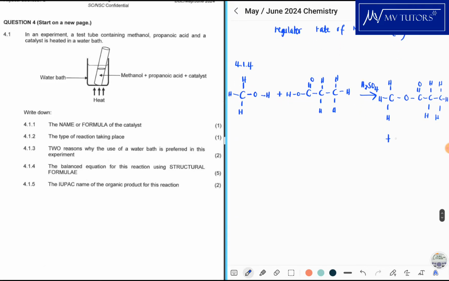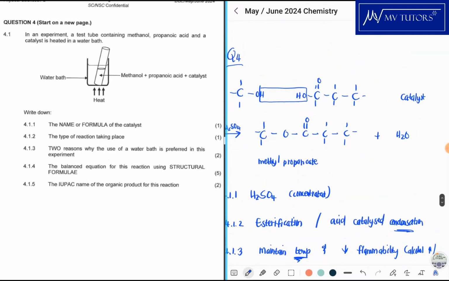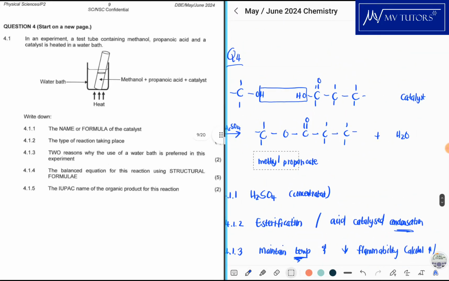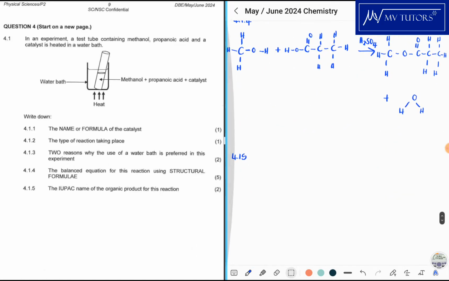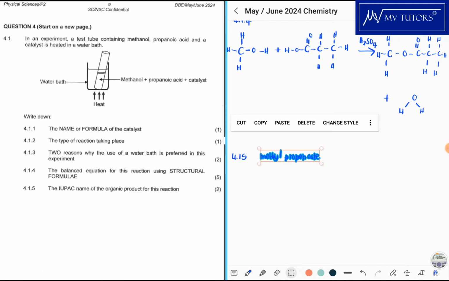There's that water. So we have... Okay, no, we couldn't make everything fit, so plus H2O. We tried. Now 4.1.5. The IUPAC name of the organic compound for this reaction, we already spoke about it, so that is methyl propanoate. Okay, there we go. Methyl propanoate.